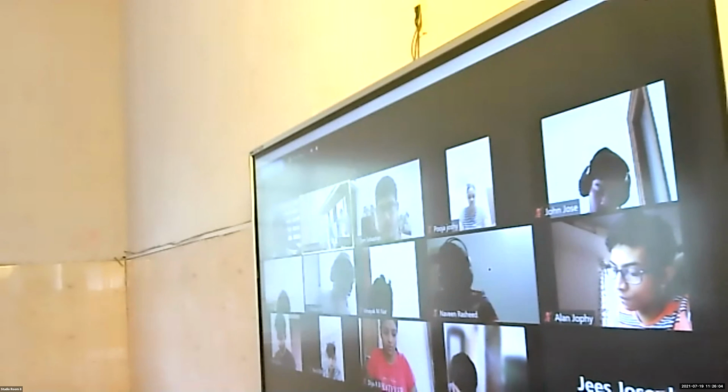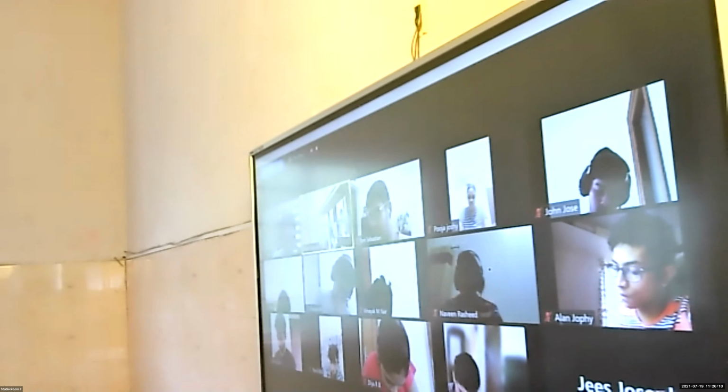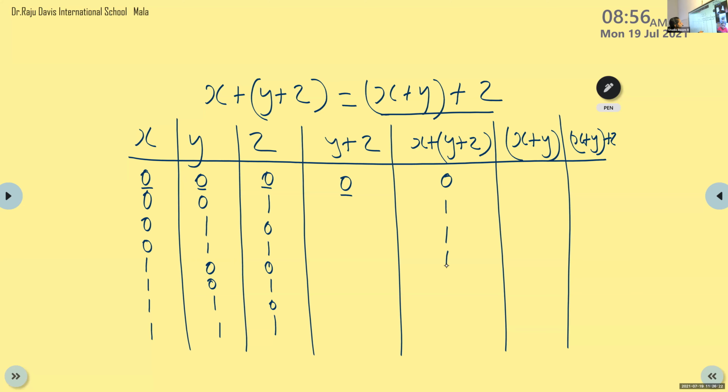Jewel, which are the final values for LHS? 0 and all ones. Okay. Is it correct, John Philip? Yes, ma'am. Okay. Diya, what about the last column result? (x + y) + z. 0, then the rest of all is 1.